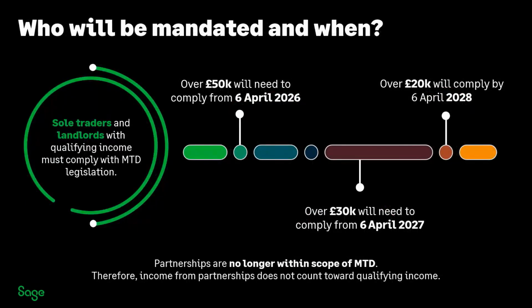So £50,000 a year is from April 6th, 2026. £30,000 a year is from the 6th of April 2027. And the £20,000 a year is by the 6th of April 2028.